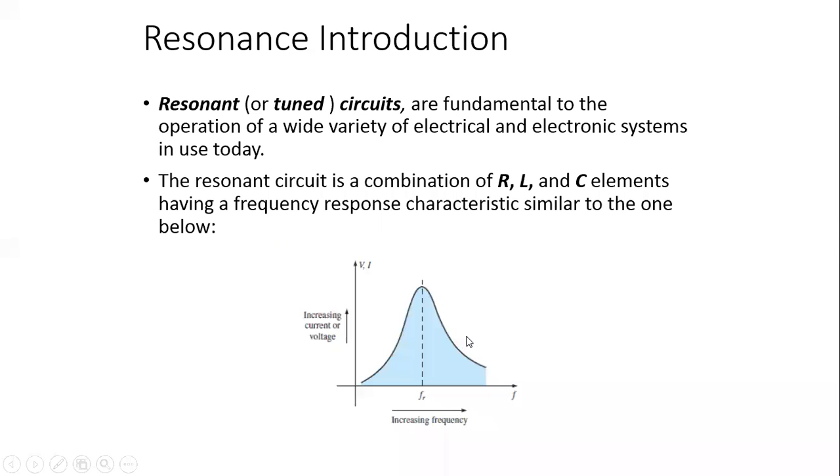By looking at this curve you can easily identify that the voltage and the current are both increasing. Simultaneously you will be able to observe how the frequency is increasing. This is the peak value of either the voltage or the current, and at that particular peak you get the resonance frequency.